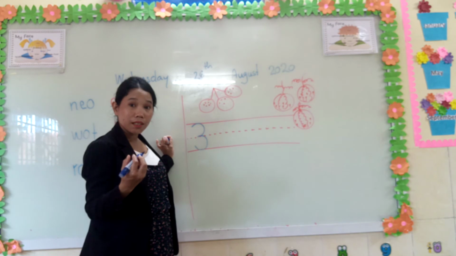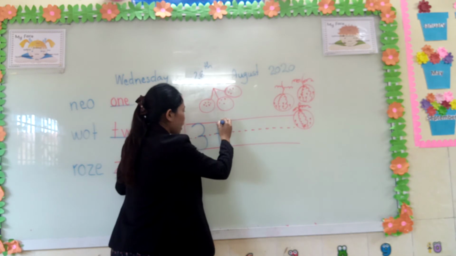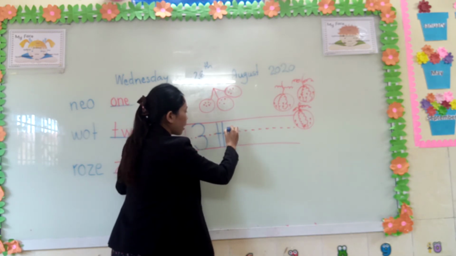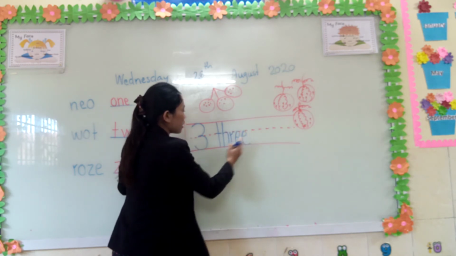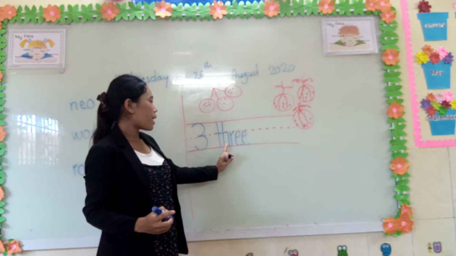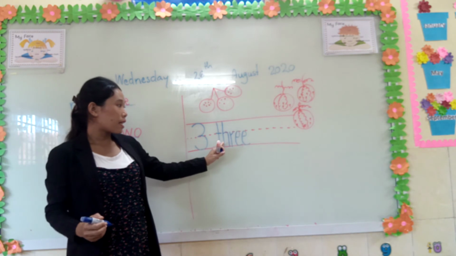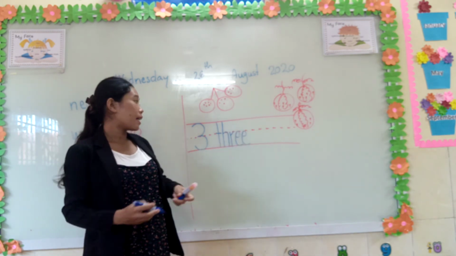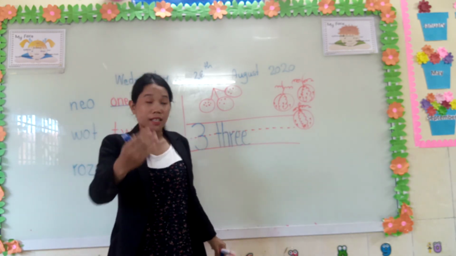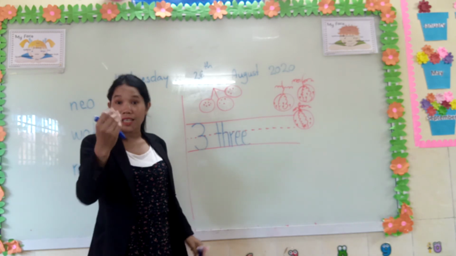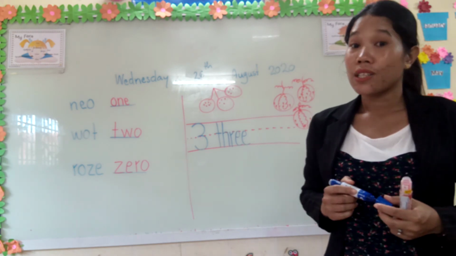Start with letter T, H, R, E, E. Three spells T-H-R-E-E. Okay, one more time. Three spells T-H-R-E-E. It has 5 letters. T-H-R-E-E. You say three. Okay, so in our lesson today we learned how to spell number 3.